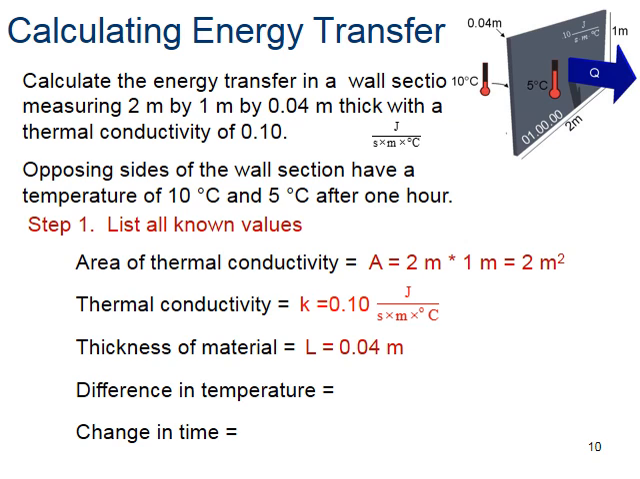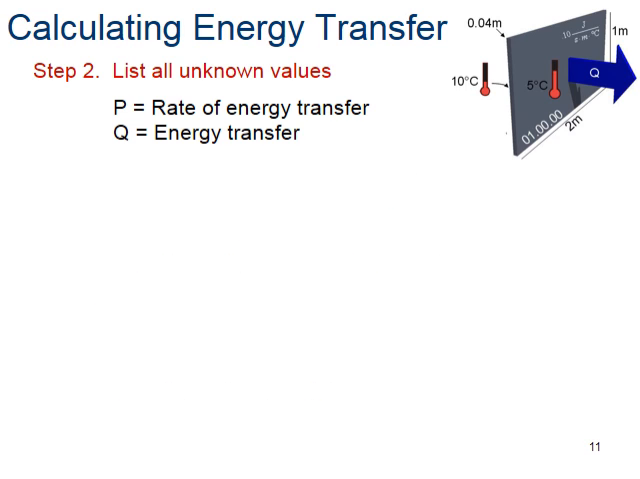Our L is not our length. Remember, L is thickness. We know our change in temperature, our temperature differential, and that's 5 degrees. And 1 hour equals 3,600 seconds. So what are we trying to find? We need to find the rate of energy transfer, or power, and the energy transfer itself.